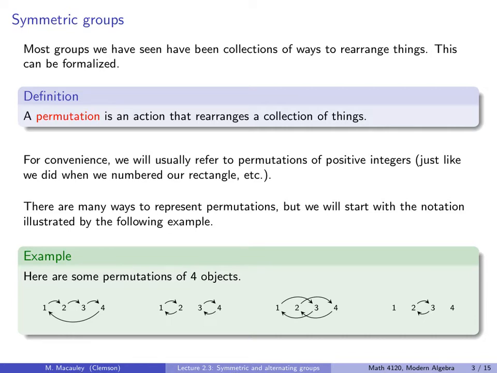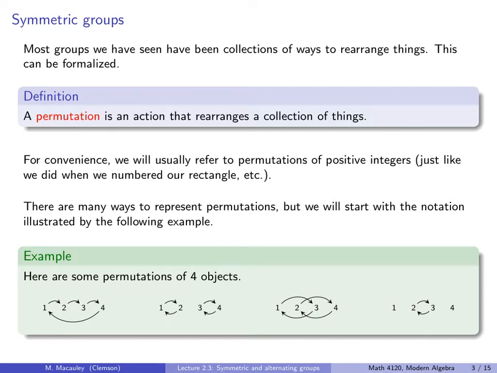So here are some examples of permutations of 4 objects. This is one that sends 1 to 2, 2 to 3, 3 to 4, and 4 to 1. This one transposes 1 and 2, and 3 and 4. This transposes 1 and 3, 2 and 4. And this one transposes 2 and 3, and it leaves 1 and 4 fixed. Now we could put little self arrows above here, but it's our convention not to do that and just leave it like this.